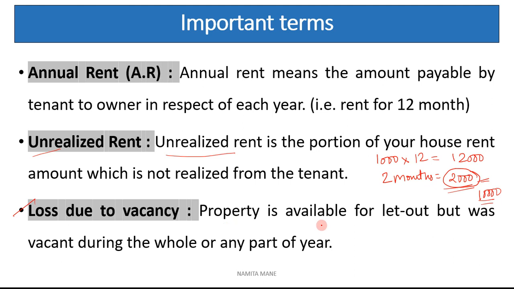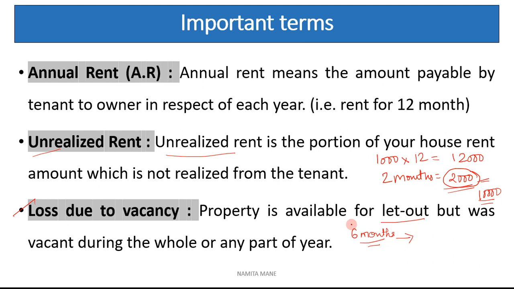Now property is available for let out but was vacant during the whole or any part of the year. For example, suppose for 6 months the house is vacant, means there is no income or there is no tenant who is living in that house for 6 months. So for 6 months there is a loss. And who is going to suffer the loss? Obviously the owner. So that loss will be called as loss due to vacancy.